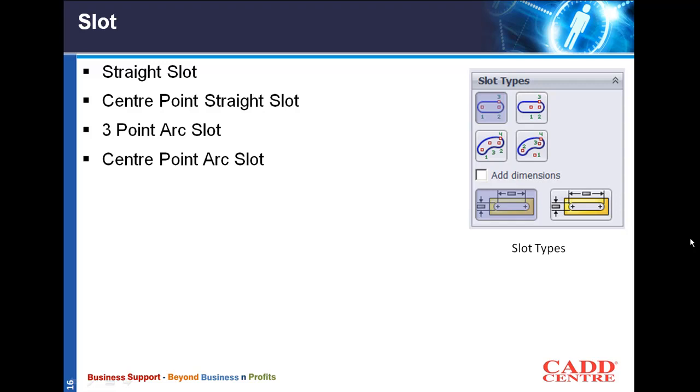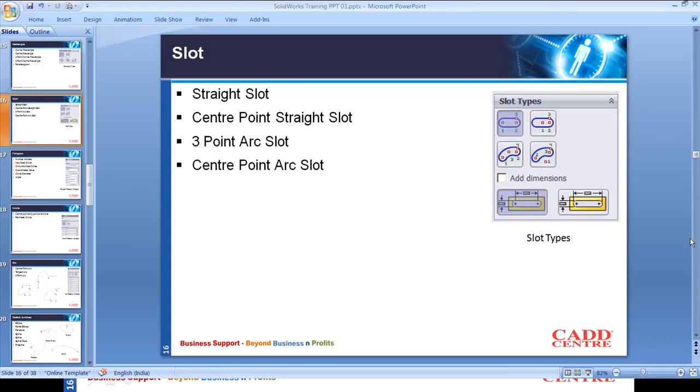And next slot is center point straight slot. Next slot will be created using center point and the two defining points. The 3-point arc slot and center point arc slot will look similar, but only how we input the points differs. Now let's see this in software.